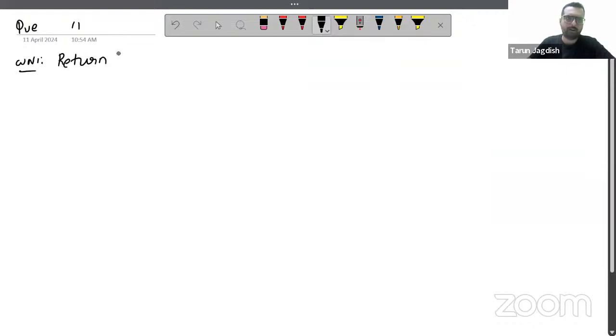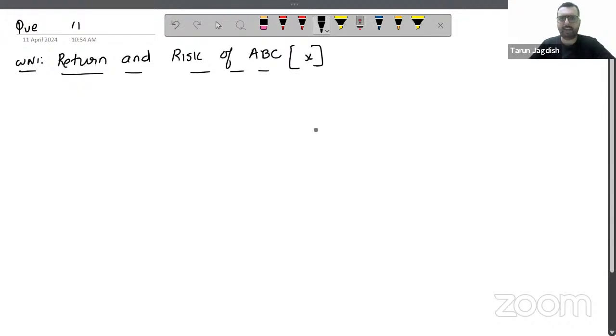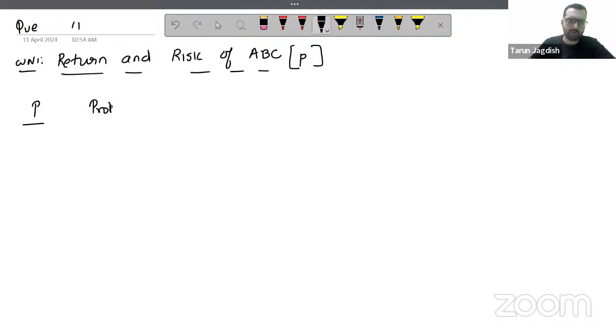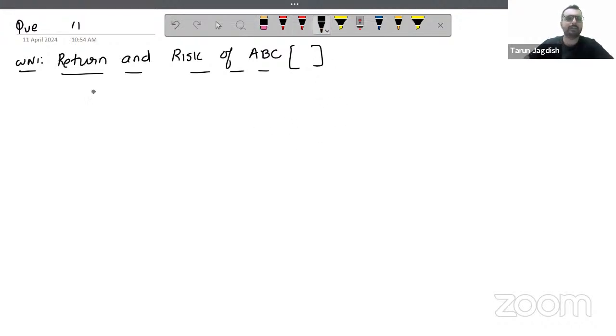Working note number 1, return and risk of ABC. So friends, ABC we will call it as X, or let's call it as P. Okay. So the table format would be P, probability, P minus P bar, P into P minus P bar the whole square. Oh God, P is also not a good alphabet to take here. I'll take ABC only and do it. Or I'll call it as A. A, probability, A minus A bar, P into A minus A bar the whole square.